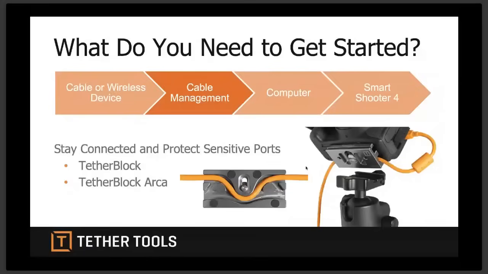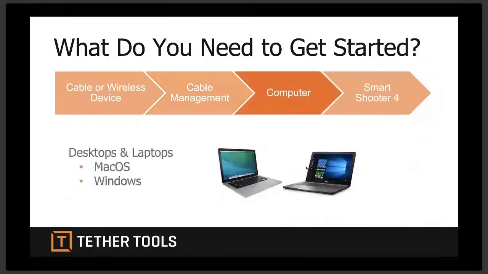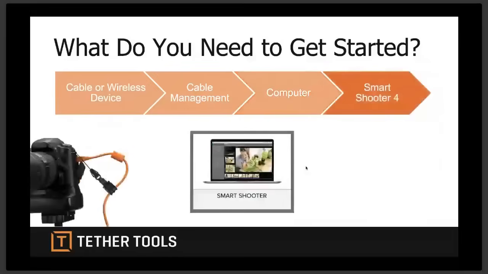You need a computer, obviously. What we're talking about today, Smart Shooter 4, is available for the Mac OS and for Windows. So a Mac or Windows, could be desktop or laptop. Most of our customers, honestly, are using laptops, easier to move around, easy to adjust in the studio or on location, but a desktop will work. And then you need software, and so that's why today we are talking about Smart Shooter to handle that piece.